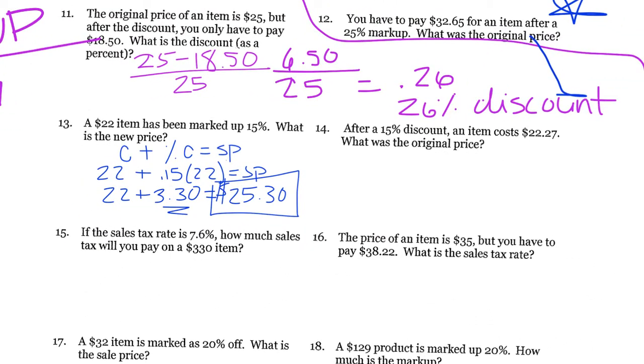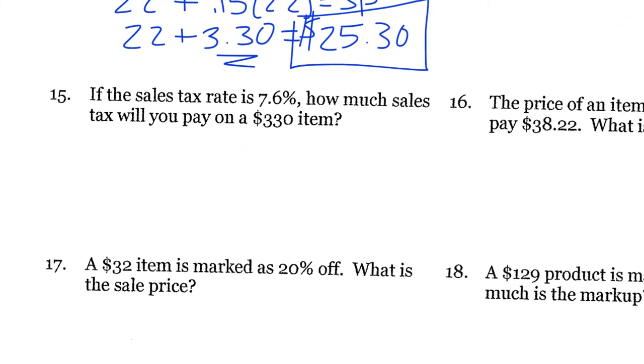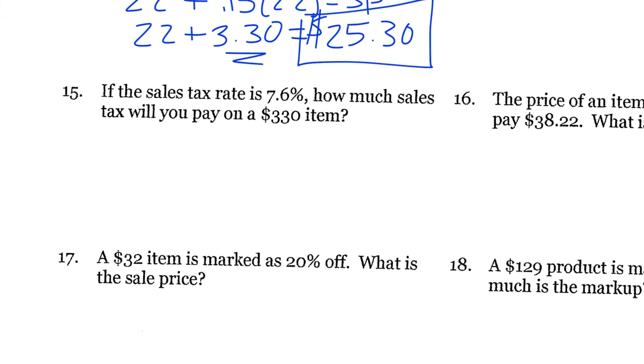All right, number 14 is just a discount problem. So finding the percent and then subtracting. Number 15, we've got some tax. All right, number 15, if the sales tax rate is 7.6%, how much sales tax will you pay on the $330 item? This one just wants to know tax, so we won't have to do any adding at the end. We just need to figure out what is 7.6% of 330. So that's our percent times whole gives us our part, and in this problem, part's going to be the tax we're going to pay. So 7.6 as a percentage, then as a decimal, move it twice.